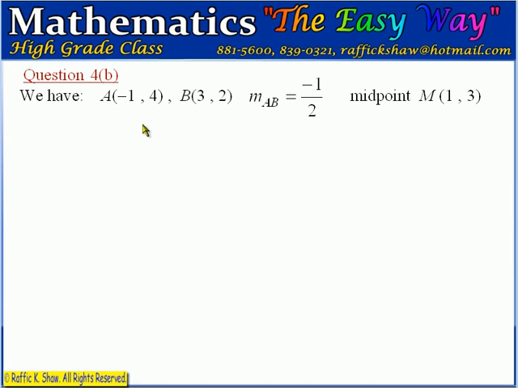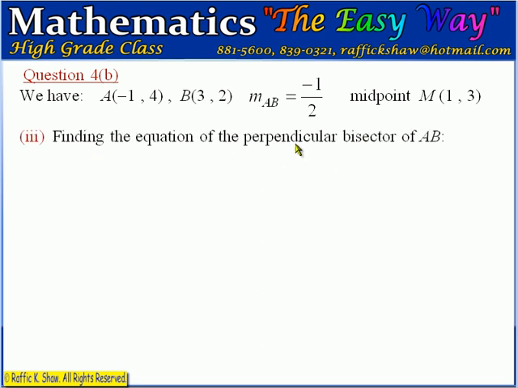So what we have so far is the point A, the point B, the gradient of the line AB, and the midpoint of the line AB. That's the information we have so far. Part 3 wants us to find the equation of the perpendicular bisector of AB. Now let's explain what the perpendicular bisector of AB is, and let's show it on the diagram.